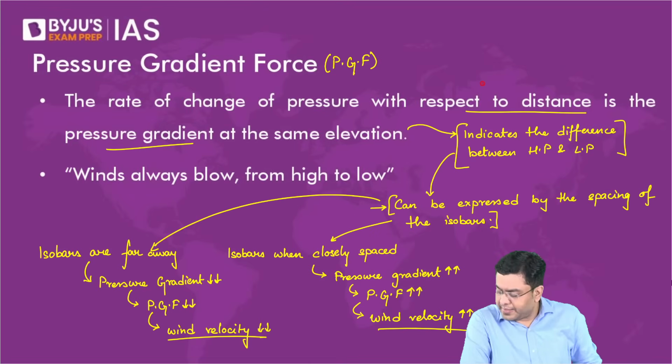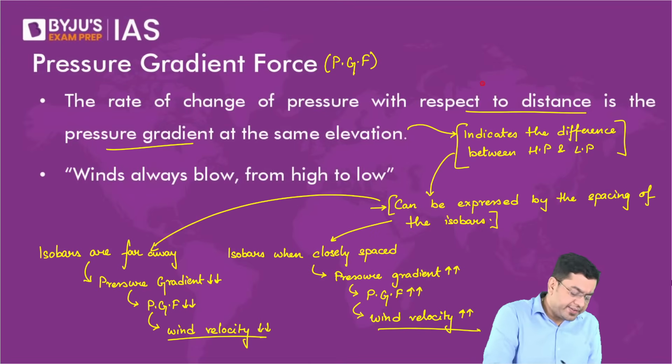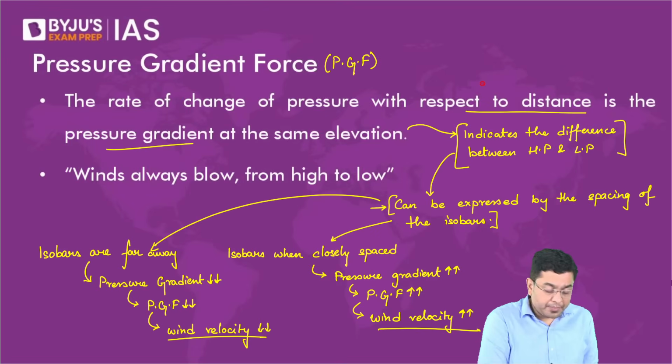Isotherms are basically the imaginary lines which join places having a similar amount of temperature.